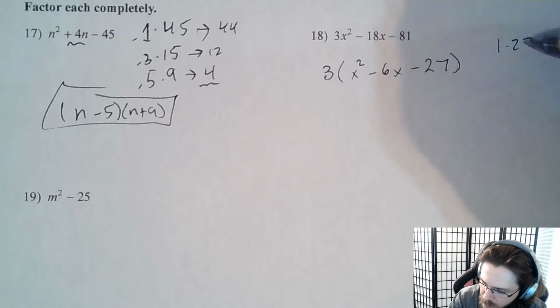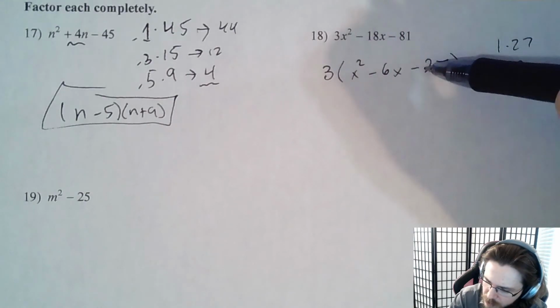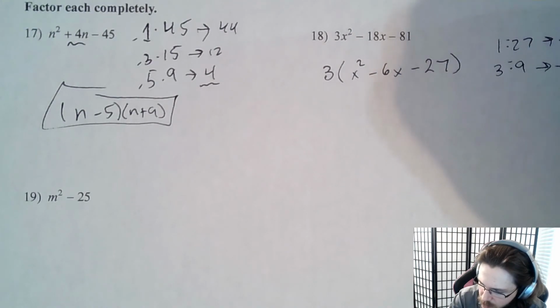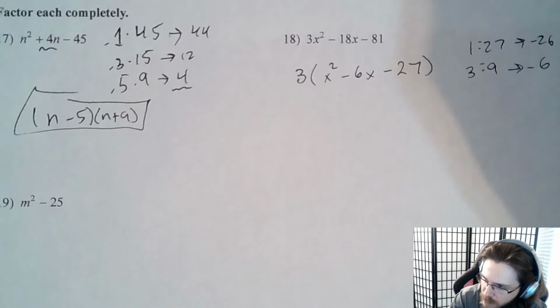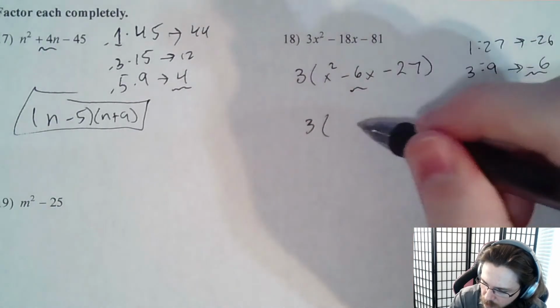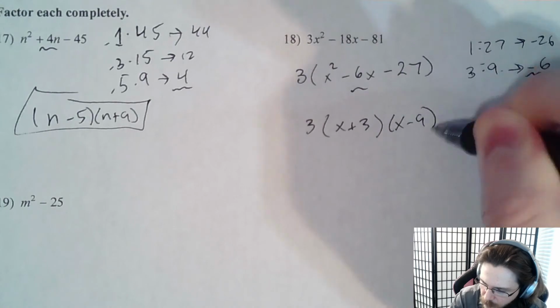1 times 27. 2 doesn't work. 3 times 9. Nothing else works if you keep trying it out. Multiplies to a negative. This time adds to a negative, so it means the bigger number gets the negative sign. These guys add to -26. These guys add to -6. And that is what we wanted. We wanted that -6 there, so the 3 is copied. x plus that 3, x minus that 9.